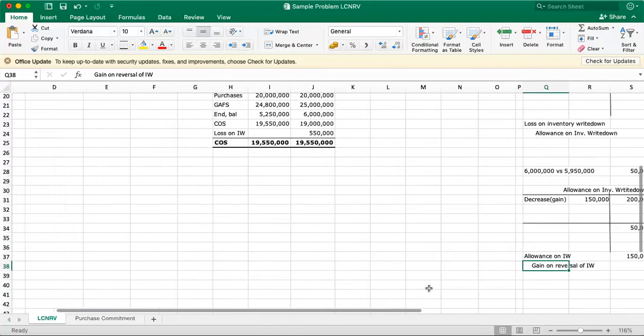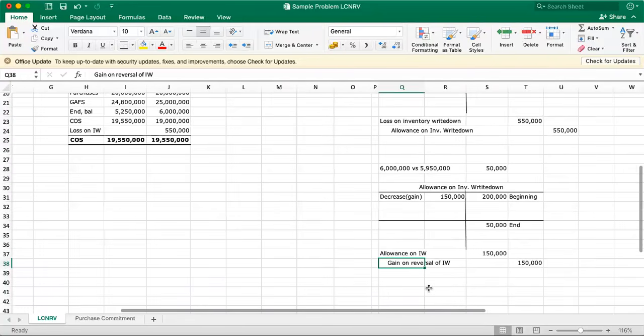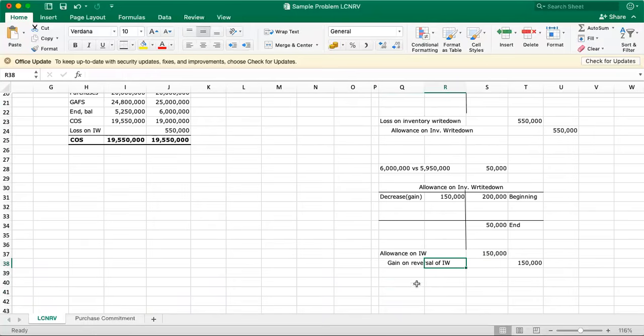Okay, so basta take note that the gain on reversal is only limited to the previously recognized loss. So what if the gain on reversal reaches 300,000? You cannot record it as 300,000 gain. We are limited to 200,000 because this is the previously recognized loss on reversal.